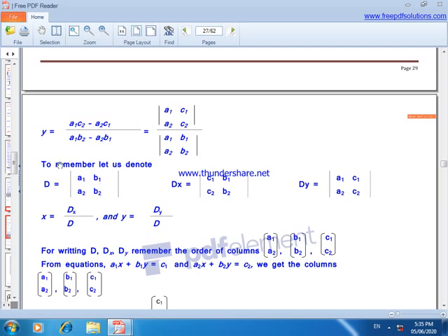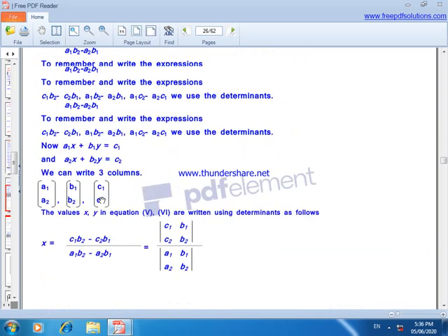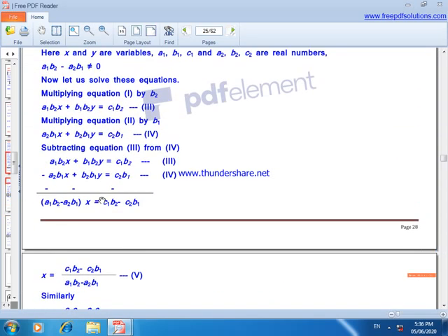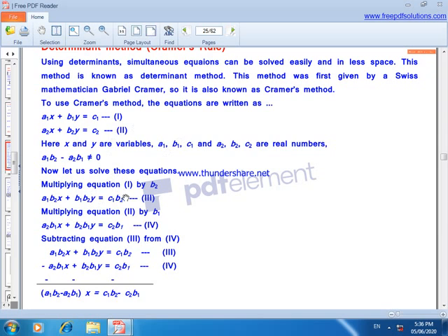Now how to memorize this value d, dx and dy? So see here, in d a1 a2 b1 b2, and in dx a1 a2 is missing. Instead of a1 a2 there is c1 c2, b1 b2 is as it is, and in dy b1 b2 is missing. Instead of b1 b2 there is c1 c2. Now what are these a1 a2 b1 b2? Now these a1 a2 b1 b2 are nothing but the coefficients of a given simultaneous equation.